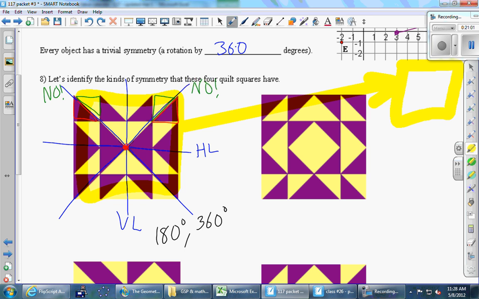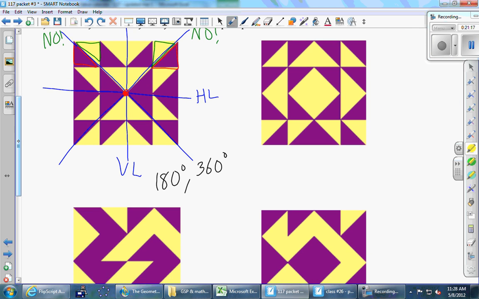Almost all the time. We'll talk about some translational stuff on the next page. But for these guys, if you pick them up and move them, they look different. So there's no translation symmetry for this kind of thing. Okay, what I would like for you guys to do is analyze the 3 other quilt squares. So don't go on to the third one until you guys have all checked in with your neighbors on the second one. You're looking for all the lines of symmetry, all the angles of symmetry.